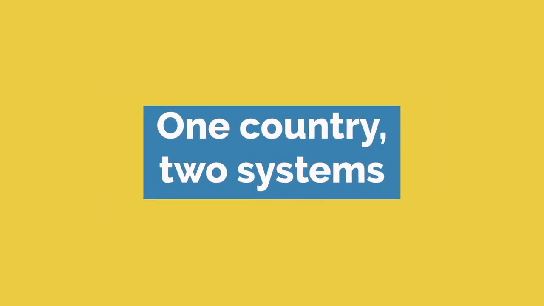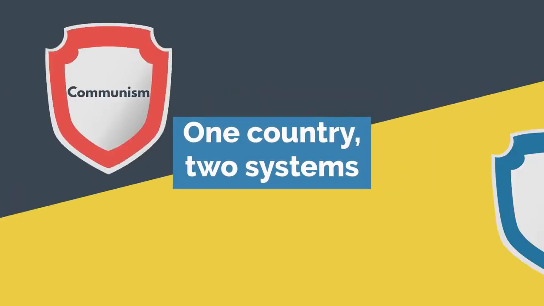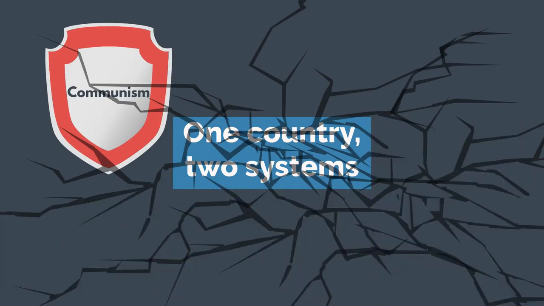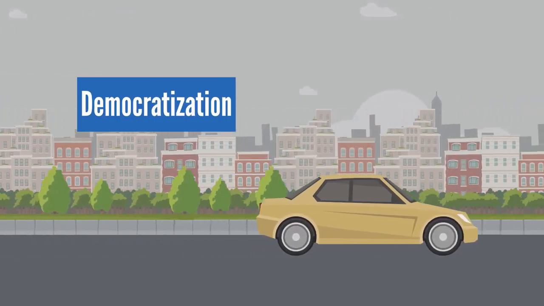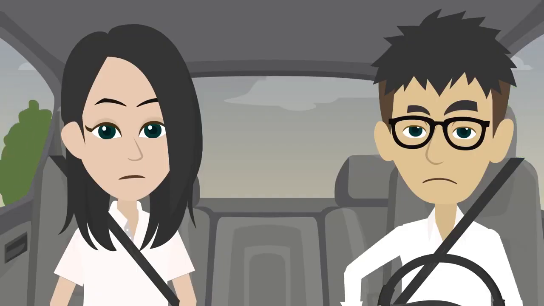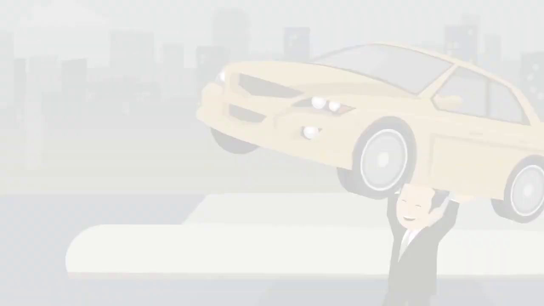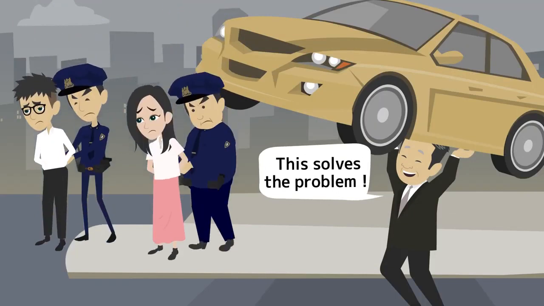The second problem is the collapse of one country, two systems. For 50 years after Hong Kong was returned from Britain to China, two systems, communism and capitalism, should have coexisted in one country. However, the Chinese government has blocked the democratization of Hong Kong and suppressed the statements of Hong Kong people who oppose the Chinese government. Democratization from within Hong Kong has become extremely difficult.